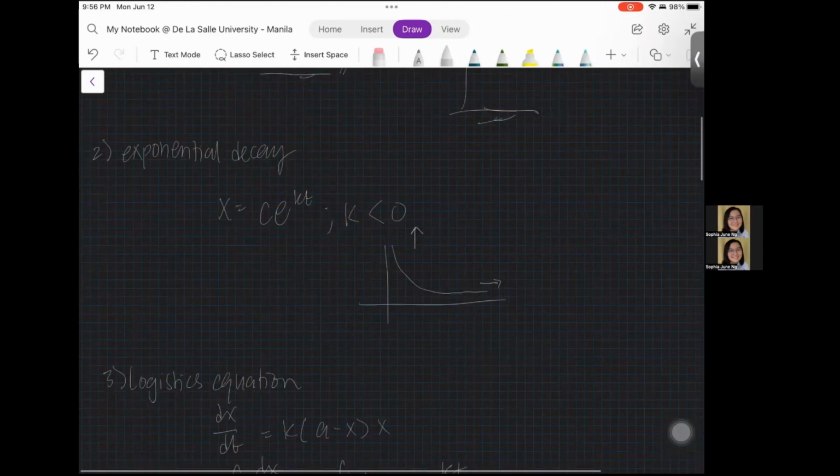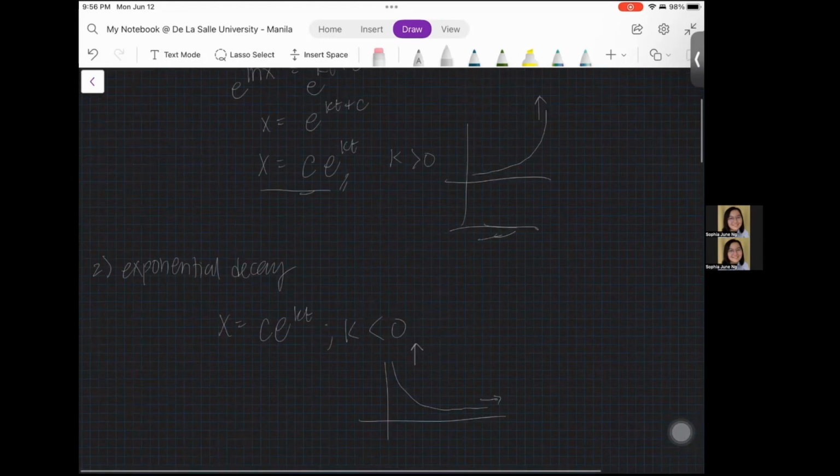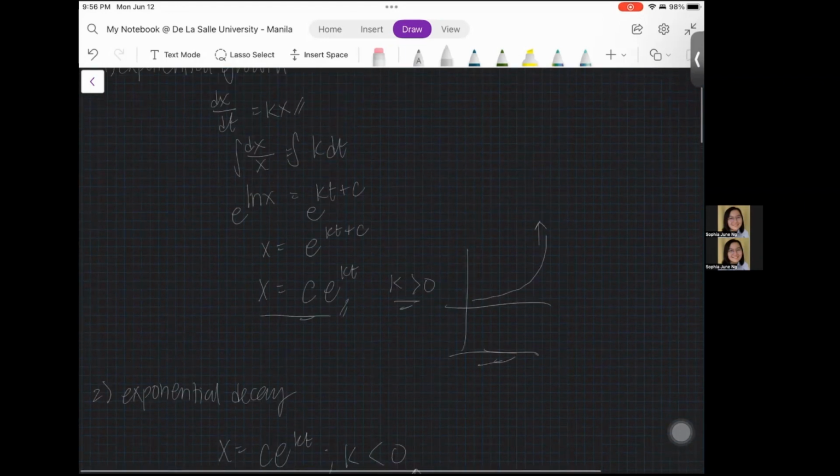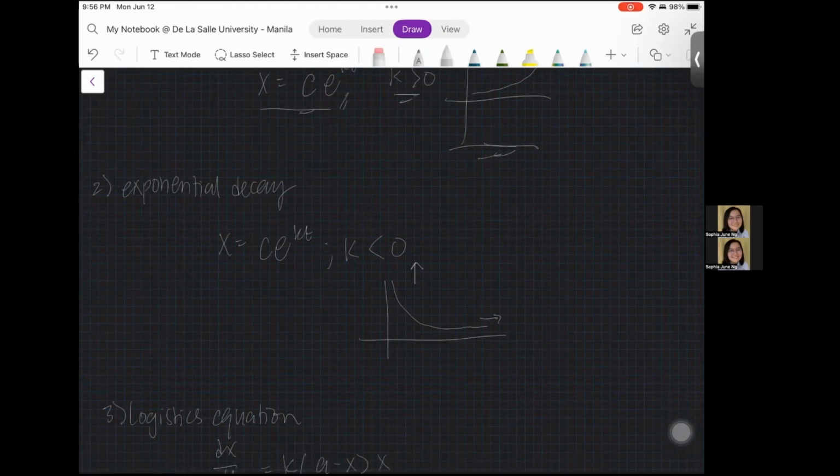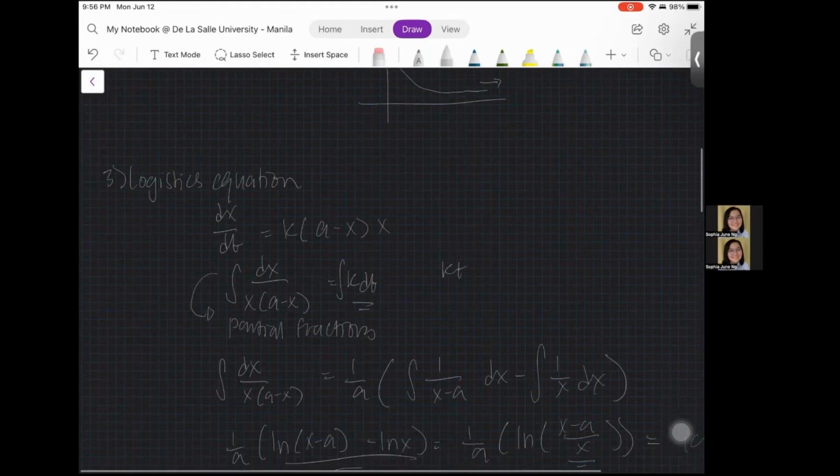First, let's discuss the exponential decay, which is basically just the opposite direction of exponential growth. As you can see here, the k in exponential growth should be greater than 0, while the k in exponential decay should be less than 0. Next, we have our logistics equation.